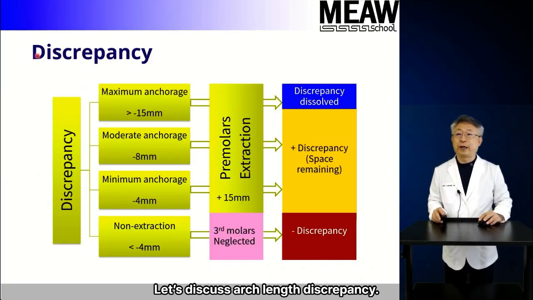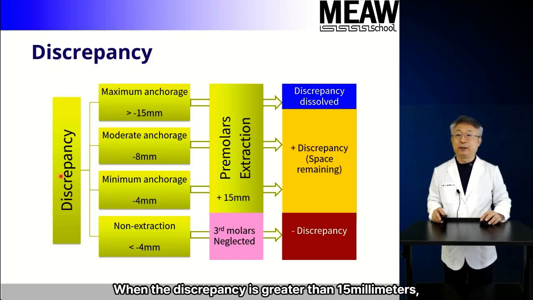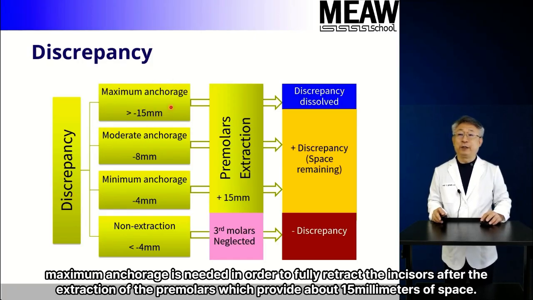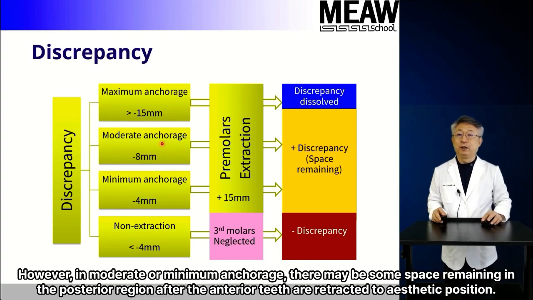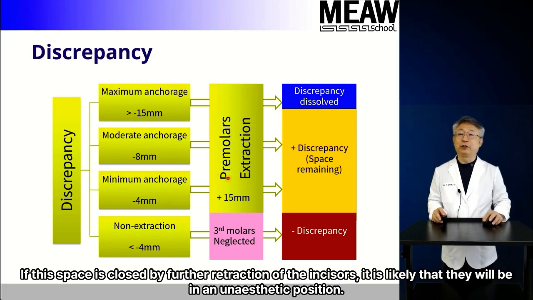Let's discuss arch length discrepancy. When the discrepancy is greater than 15 millimeters, maximum anchorage is needed in order to fully retract the incisors after the extraction of the premolars, which provide about 15 millimeters of space. However, in moderate or minimum anchorage, there may be some space remaining in the posterior region after the anterior teeth are retracted to aesthetic position. If this space is closed by further retraction of the incisors, it is likely that they will be in an unaesthetic position.